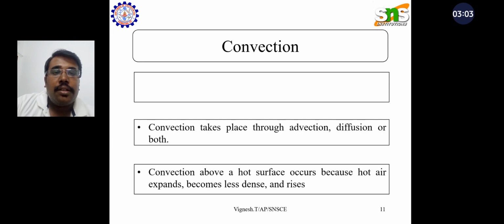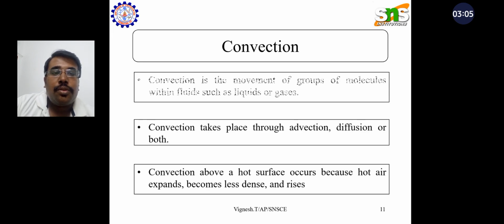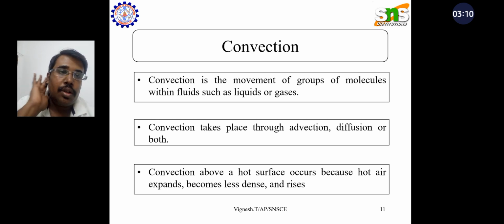Convection takes place through advection, diffusion, or both. Convection is the movement of groups of molecules within fluids such as liquids or gases. In solids, the heat transfer is called conduction, and in liquids, the heat transfer is called convection. If you heat water in a pan, the pan gets heated by means of conduction, and the water gets heated by means of convection.